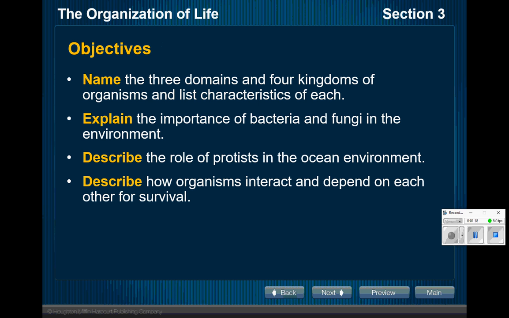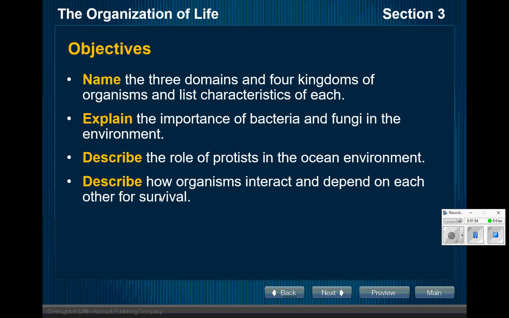Some things that we need to be looking out for as we take our notes and fill out our note-taking guide is we need to name the three domains. There's technically, some scientists would argue there's two main domains, eukaryotic and prokaryotic, but we're going to go with the three domain naming system and four kingdoms and what are those characteristics of those. We're going to explain the importance of bacteria and fungus in the environment and describe the role of protists in the ocean environment. We'll also describe how organisms interact and depend on each other for survival.